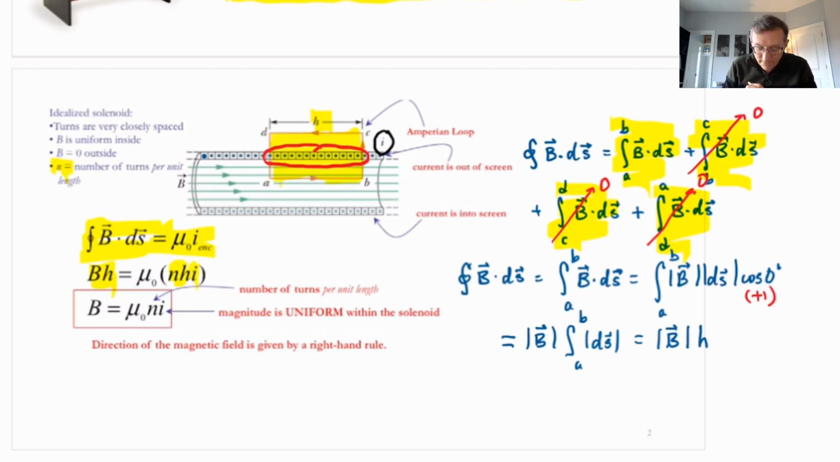Multiply all that by mu 0, and I have Ampere's law. Notice there's an h on both sides. I can divide it out. So that choice of how long that Amperian loop was does not determine the answer for B.